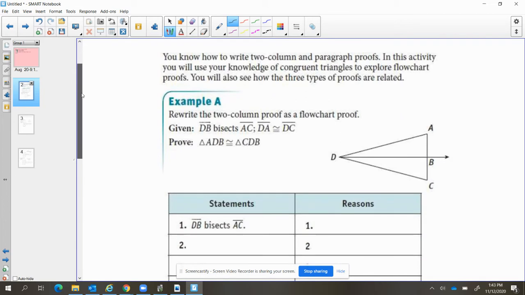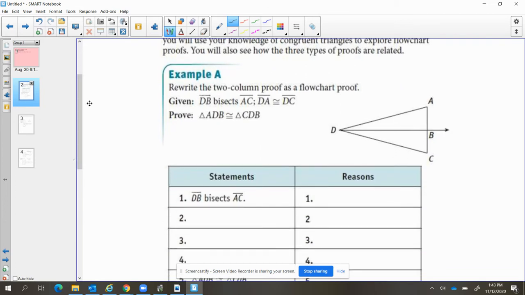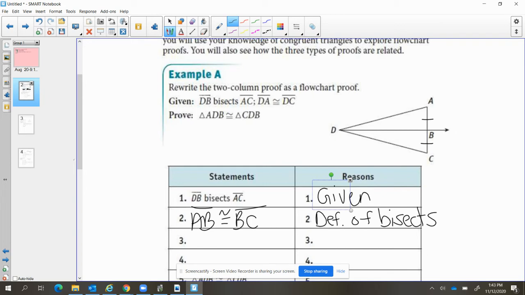So today we are going to start with talking about the proofs that we know how to do, which are our two-column proofs. So when we have a two-column proof, we always start by writing down the given information and marking it in our picture. So they have the first given written in is that DB bisects segment AC. And we know that when that segment is getting bisected, that means that segment AB is congruent to segment BC, because that's what the definition of bisects means, right? We're going to use that given information to find our first piece that's congruent.